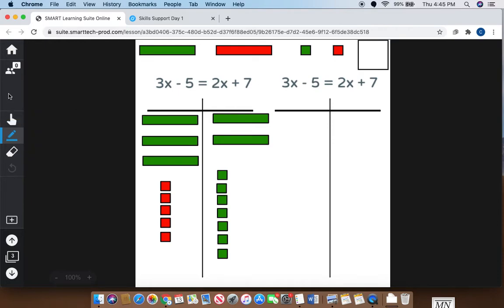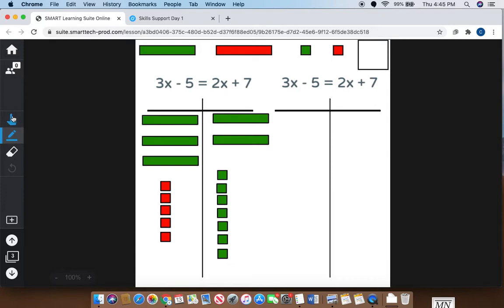Hello students. Today we are going to solve linear equations with variables on both sides using manipulatives on the left here with the bars and the squares, as well as showing what it looks like abstractly using algebra.